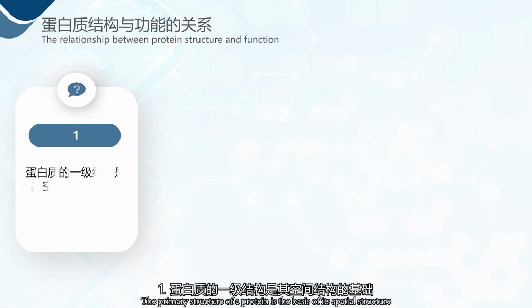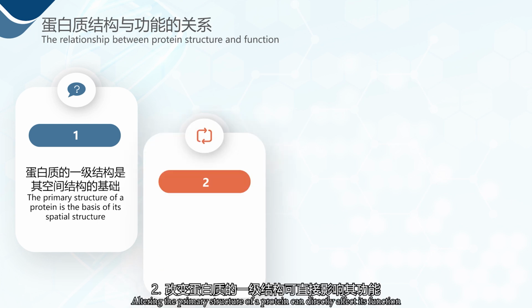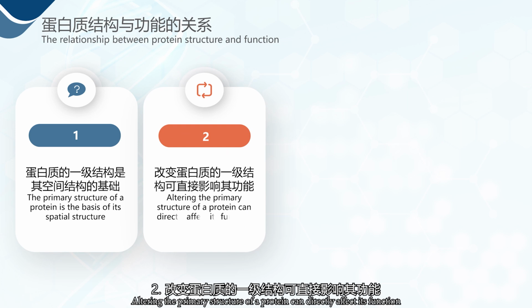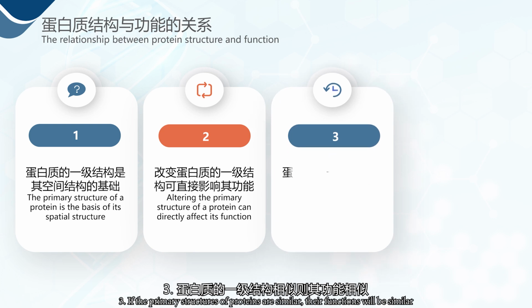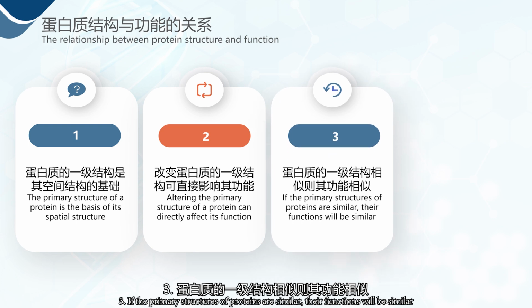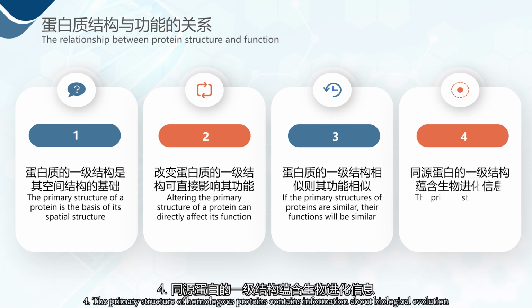The primary structure of a protein is the basis of its spatial structure. Altering the primary structure of a protein can directly affect its function. Third, if the primary structures of proteins are similar, their functions will be similar. Fourth, the primary structure of homologous proteins contains information about biological evolution.